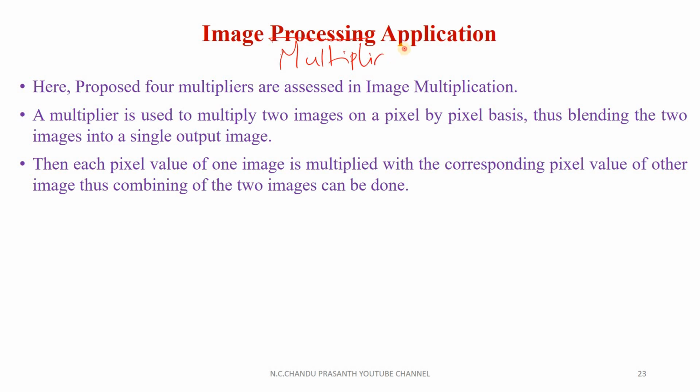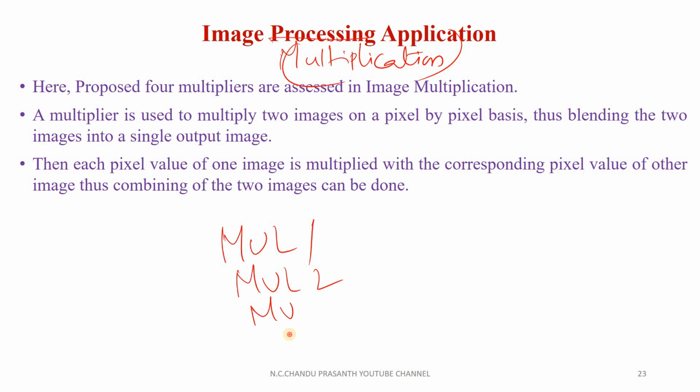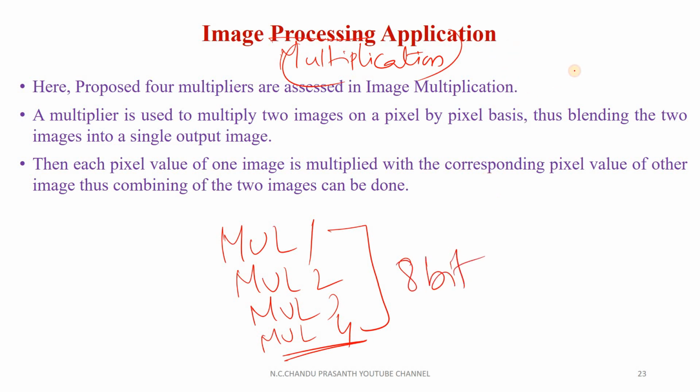Here we see the image multiplication application. We initially proposed four kinds of multipliers: multiplier 1, multiplier 2, multiplier 3 and multiplier 4. After that, these four 8-bit multipliers are used in the image multiplication process to verify their accuracy. So what does a multiplier do?